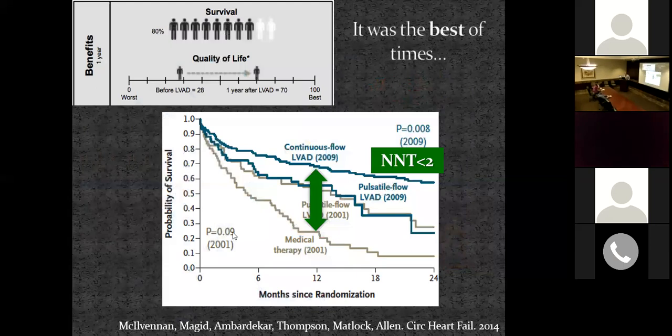These are amazingly beneficial in terms of survival benefits. At 12 months, without the LVAD, 2 out of 10 people are alive. 80% die. With the LVAD, 7 out of 10 are alive. So that's a number needed to treat of less than 2. There's very few things we do in medicine that are like that. And people who survive the surgery feel a lot better.